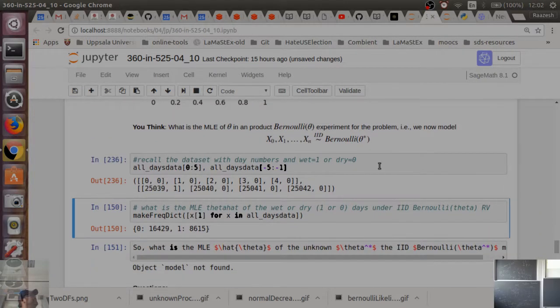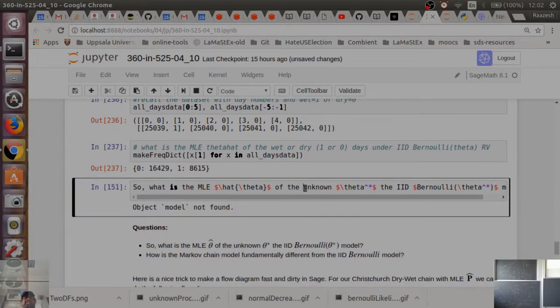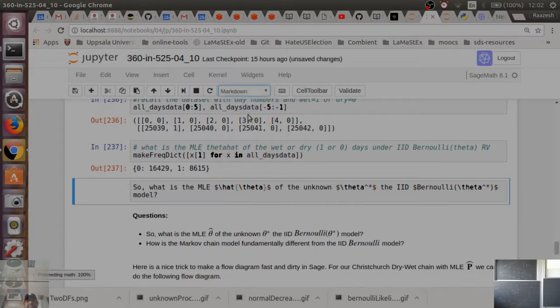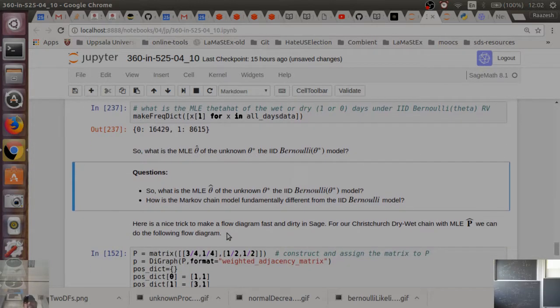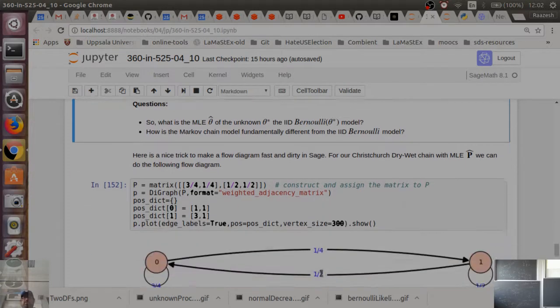Okay, and if you did a Bernoulli experiment, almost done. So if I pretended it's IID Bernoulli theta star, and then I use the same thing to detect, then all I need is the number of ones divided by the total. So the question is, what is the MLE theta hat of the unknown theta star in this model, right? So you can think a little bit about this. You have the number of ones and zeros. And how is the Markov chain model fundamentally different from the IID Bernoulli model? Anyway, we talked about all this, so think about it.